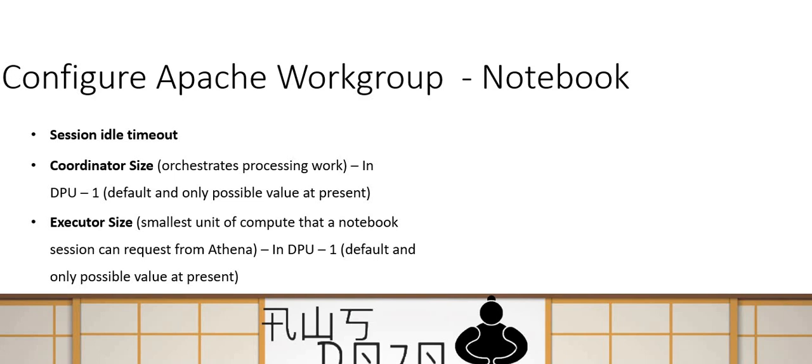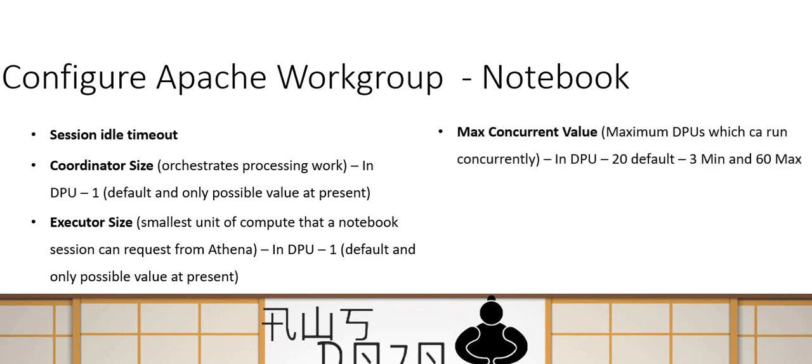So how do I go for more than 1 DPU for my compute? For that, you have to select a concurrency value. The executor is simply saying that this is the smallest compute unit you can ask for your notebook. But then you can select how many such compute units can run concurrently. That's also mentioned in DPU, and the default value is 20 DPU. That means your executors can go up to 20 DPUs in concurrent run. You can select a value between 3 and 60, and the default is 20.